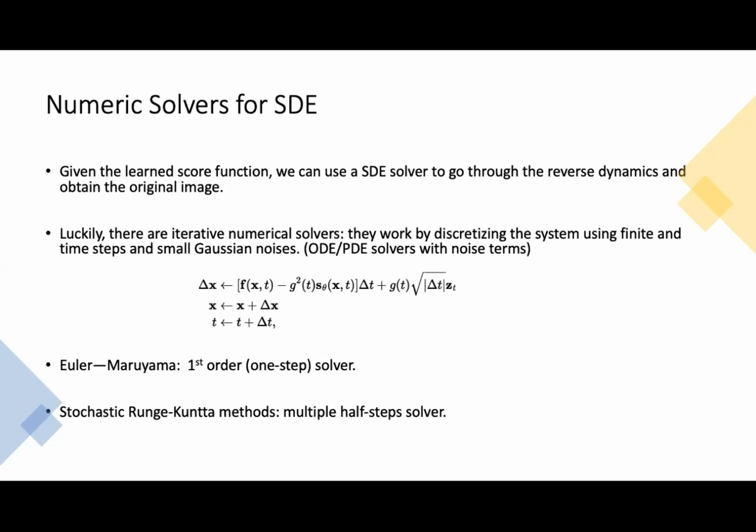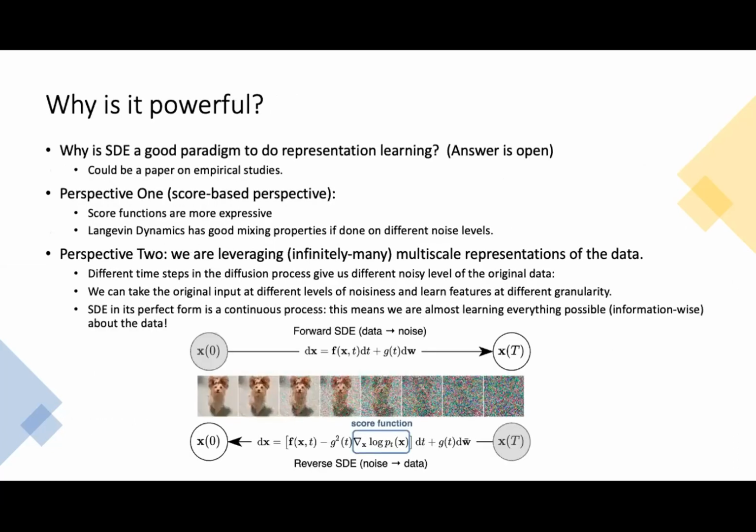So yeah, there exist numeric solvers for SDEs. You simply follow the ODE solvers and you try to carefully add in some noise, depending on the scale of the stochastic process. So there's the first-order solver, the Euler solver, which in this case is called the Euler-Maruyama solver, and the Runge-Kutta solver, which is the multi-step solver that was used for ODEs, also has this stochastic version.